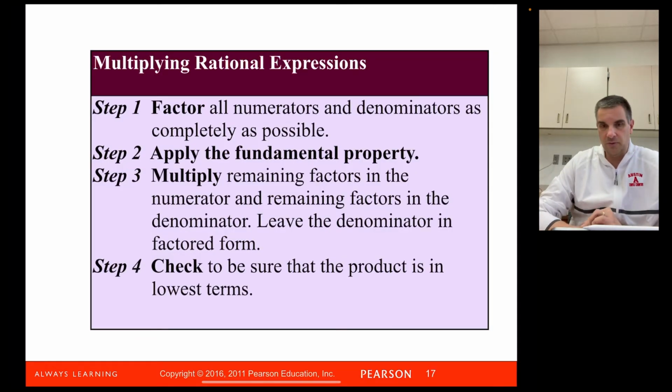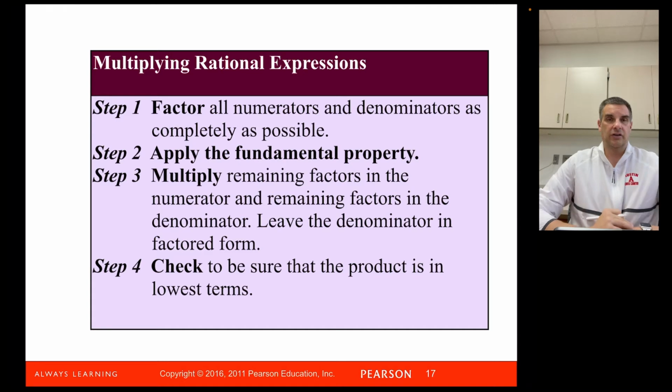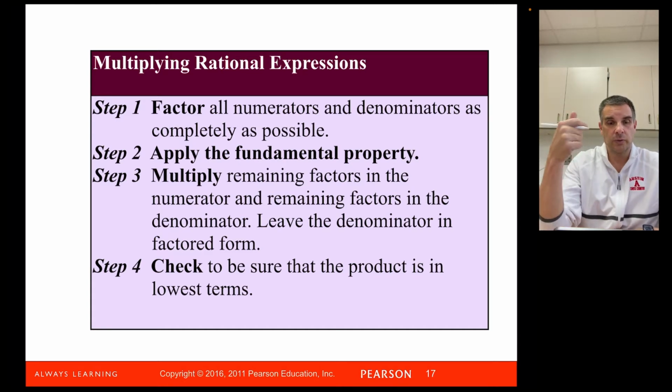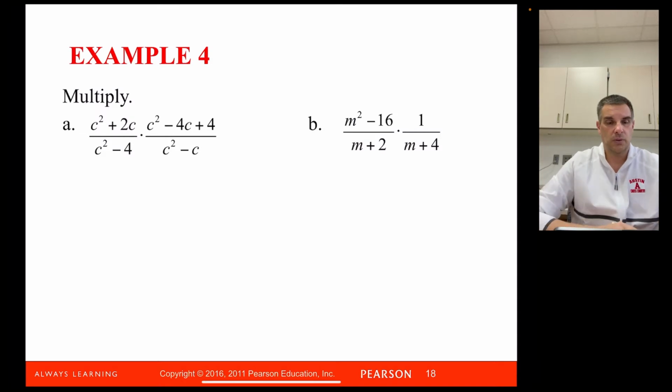So some helpful hints when you're multiplying and dividing. Step one, factor all numerators and denominators as completely as possible. So factor, factor, factor. That's going to be a big key in today's stuff. Apply the fundamental properties. So if you can reduce, reduce. Then you're going to multiply factors in the numerator with what's in the numerator and the remaining denominators with what's remaining in the denominator. And then you can always check to make sure things are then in lowest terms. So factor first, reduce anything you can, top times the top, bottom times the bottom. Step one, step two, step three. Step four is check.